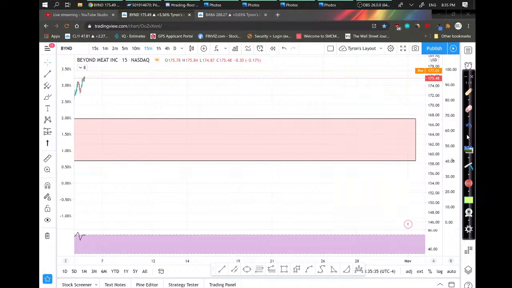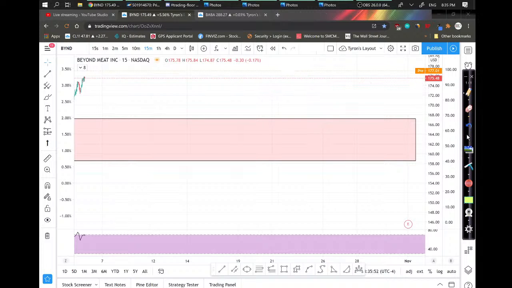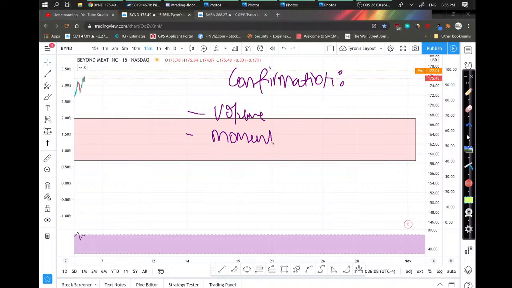Now, above this, if you see 1 hour patterns, those are pretty strong. These are strong patterns. And remember that 1 hour patterns require confirmation. And what does confirmation mean? Confirmation boils down to a couple of things. What is confirmation? Confirmation often means that you have volume, momentum, and a technical breakout of the said pattern.